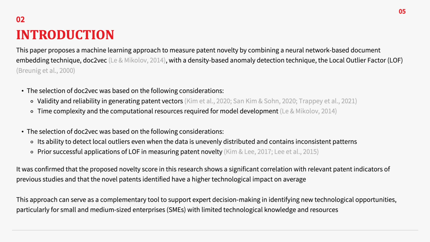Then why did the researchers choose doc2vec? There are two key reasons. First, it has been proven to be valid and reliable for generating patent vectors. Second, it strikes a good balance between time complexity and computational efficiency, making it practical for large-scale patent analysis. And also, LOF was selected because it's capable of detecting local outliers even when the data is unevenly distributed or contains inconsistent patterns. Plus, it has already been successfully applied in previous studies on measuring patent novelty.